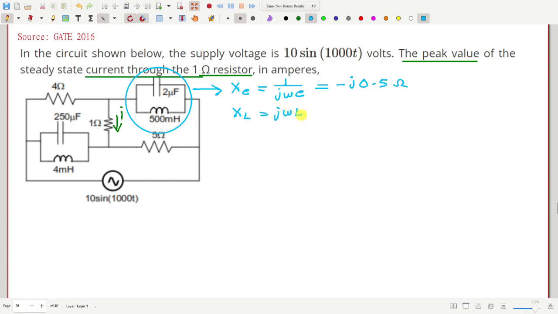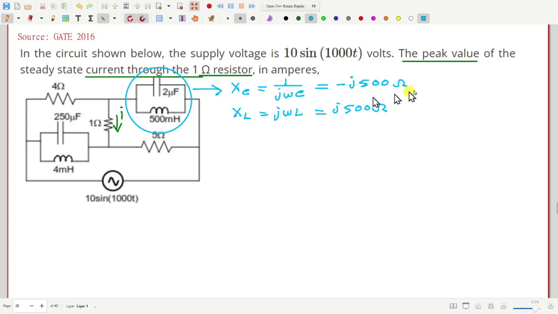J omega L. 500 milli into 1000, that is just 500 ohm. J 500 ohm. Sir, XC should be minus j 500. Minus 500. It should be minus 500. Okay, so this is 500. Just put the values and check.